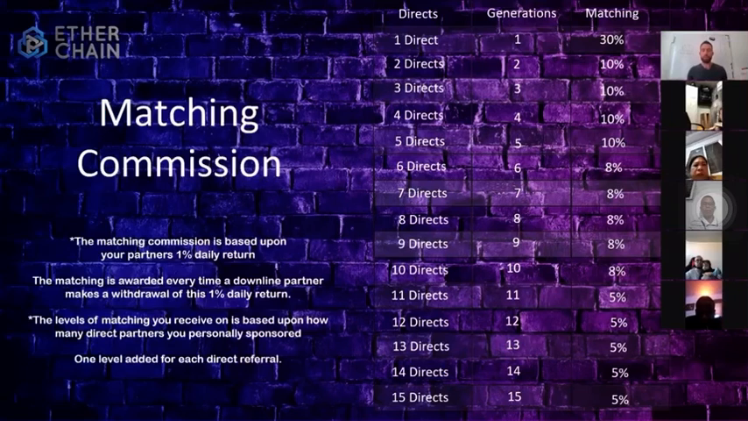Now, the levels of matching that you will receive will be based upon how many direct partners you have. So you will actually have 1 level added for each direct referral all the way up to 15 levels. That means if you have 3 directs, you'll receive matching commission on all partners 3 levels down. 10 directs, you will have matching commission on all partners 10 levels down, or 15 directs or more, you will have matching commission on all partners on 15 levels and down.